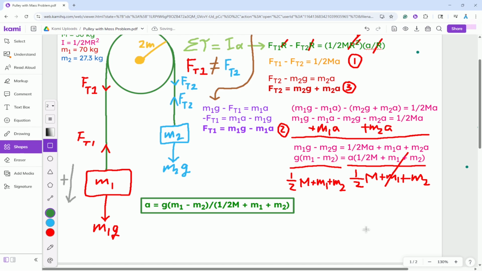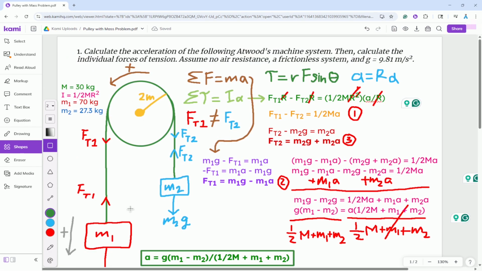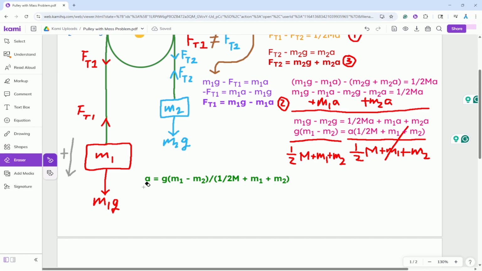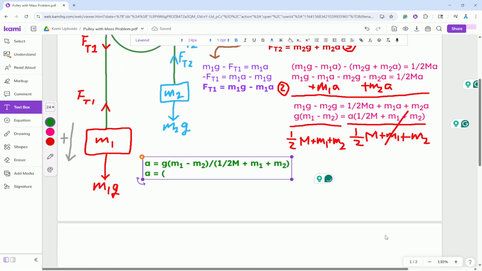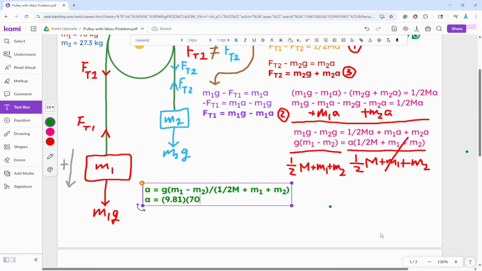But wait, we're not done. This is actually not our answer. It's actually just to calculate the acceleration. Now all we have to do is just plug in a bunch of numbers. Okay, let's get started. A is equal to, what's our G? It's asking for 9.81, so let's do that. 9.81 times M1, what is M1? 70 kilograms minus 27.3.